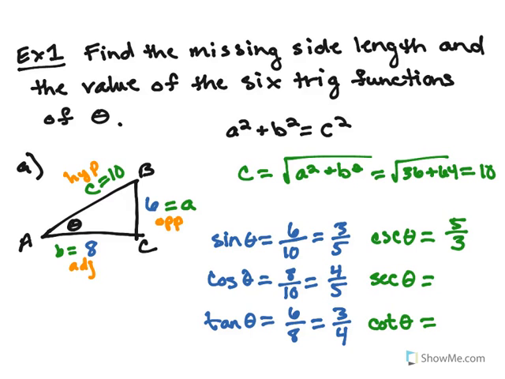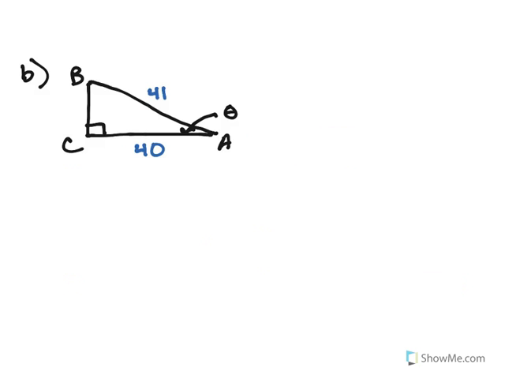Secant then is going to be what? 5 over 4, and what is cotangent going to be? 4 over 3. All right, let's try another one.